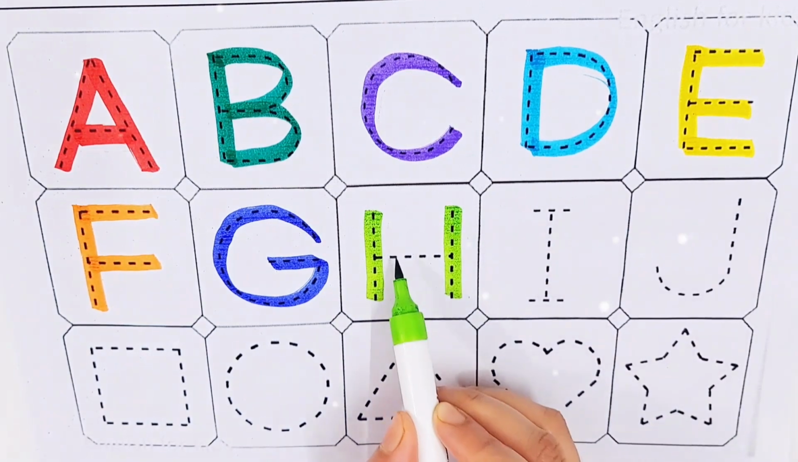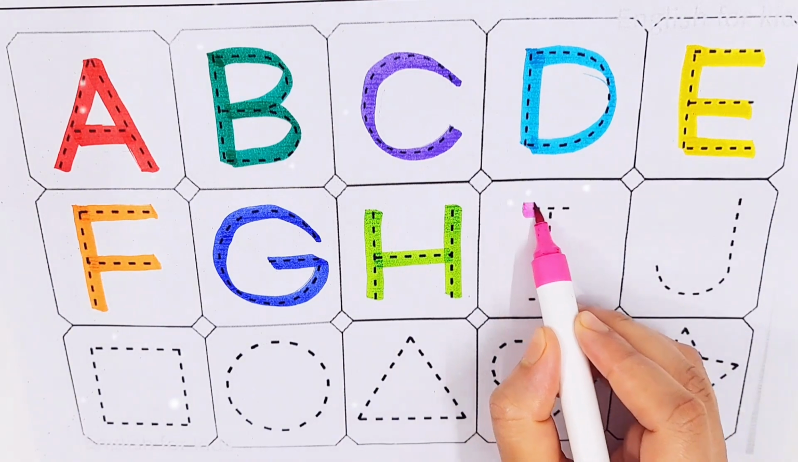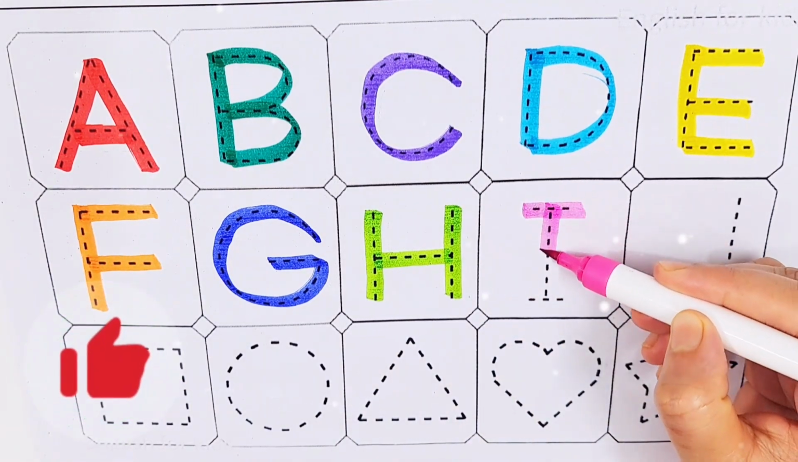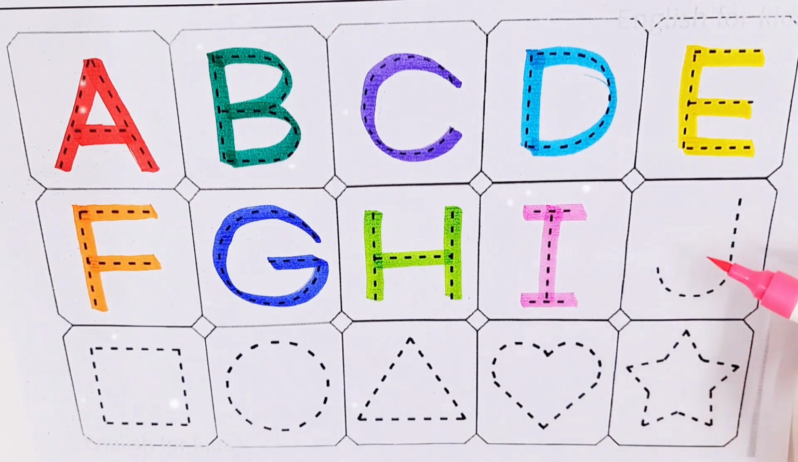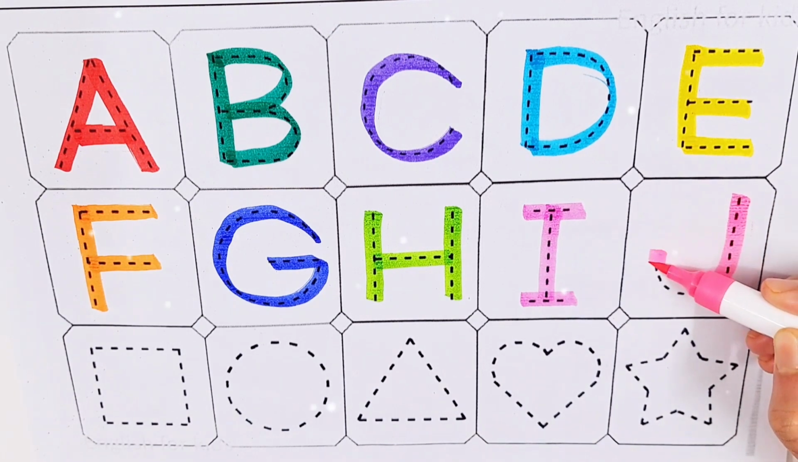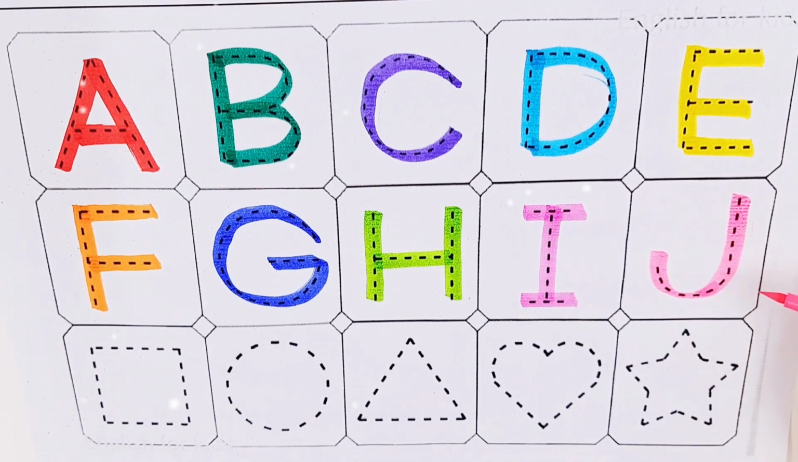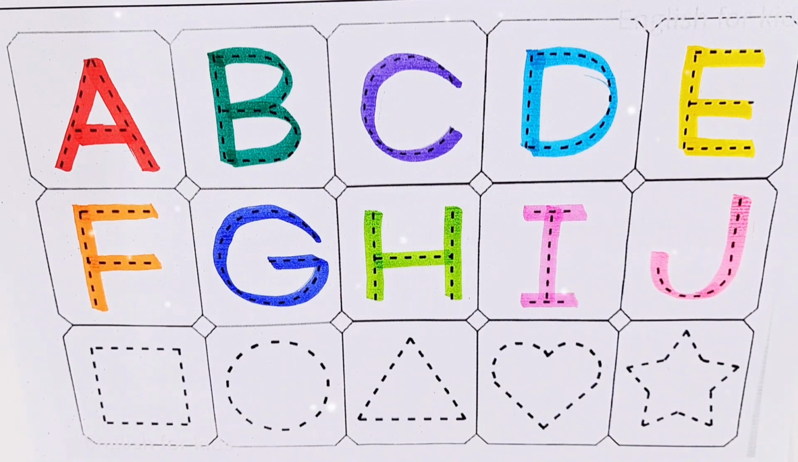H for honey. I for ice. J for jam. Let's try to draw some shapes.